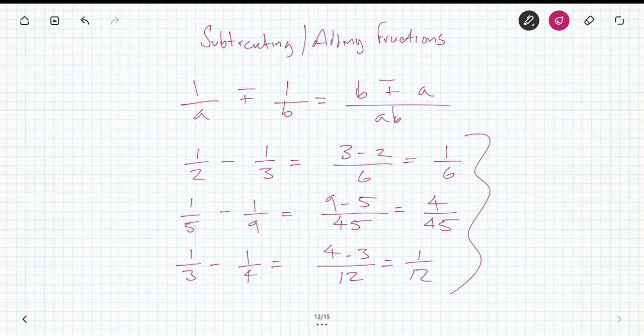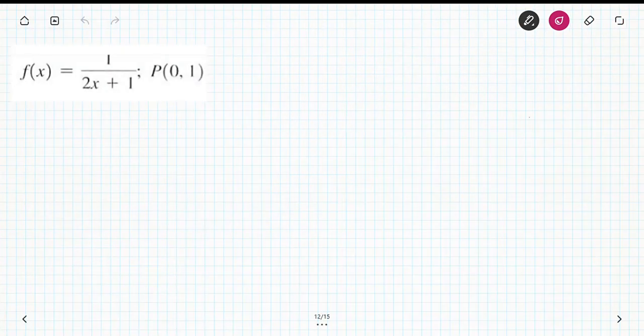Alright, so let's go ahead and jump right in. Let's take the derivative of our function at x equals 0. Okay, so we want to calculate f prime of 0 because for the point that we're interested in, we want the instantaneous rate of change at that x value. So that's what we want to evaluate, f prime at 0.